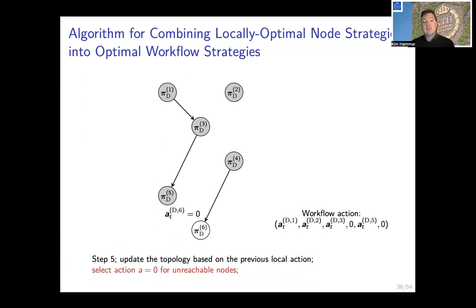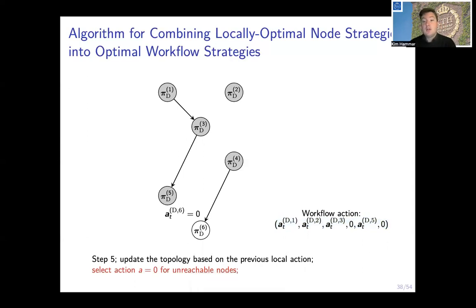And in summary, the algorithm is as follows. We consider the nodes in the topological order. We pick the locally optimal action, update the graph. If any node became unreachable, pick action 0. Otherwise, continue down the graph. And the result of all of these steps is then a vector here, which is an optimal workflow action.